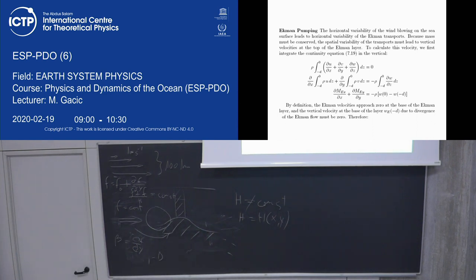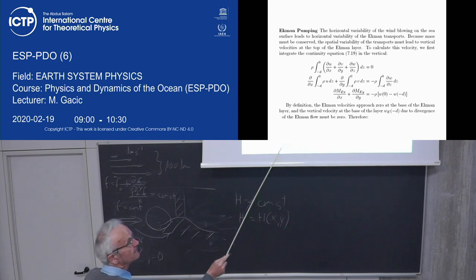Associated with this is what we call Ekman pumping. Ekman pumping means that the curl of the wind stress generates the pumping of the surface water from the Ekman layer into deeper layers, or Ekman suction. So that means the sucking of the water from deeper layers, from the interior, into the Ekman layer.